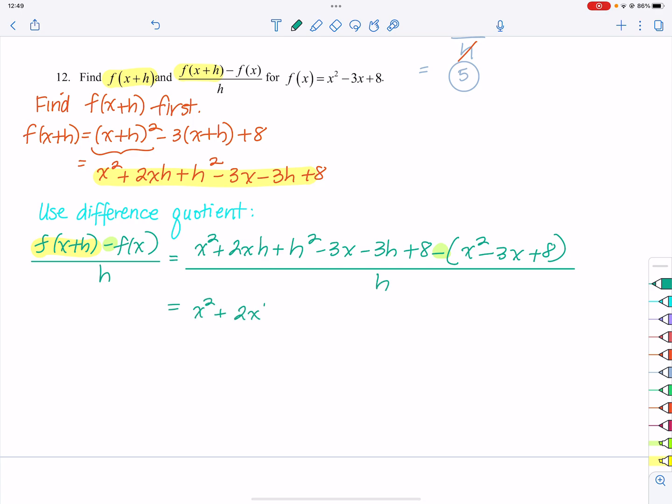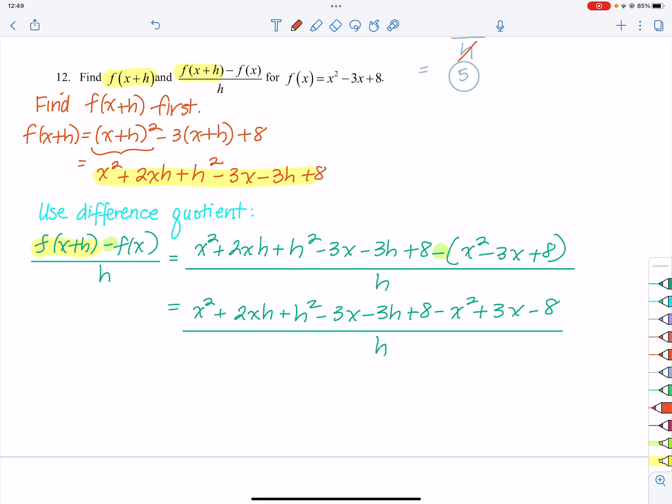So we will distribute that negative at the very end to all three terms. Minus x squared plus 3x minus 8, all over h. So let's see what we have. x squared minus x squared. Negative 3x, positive 3x. Positive 8, negative 8.